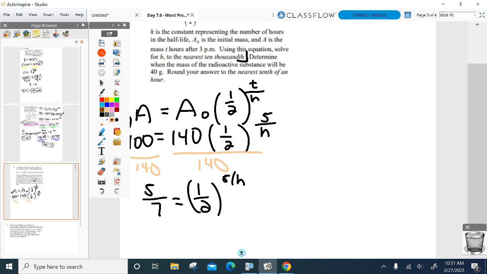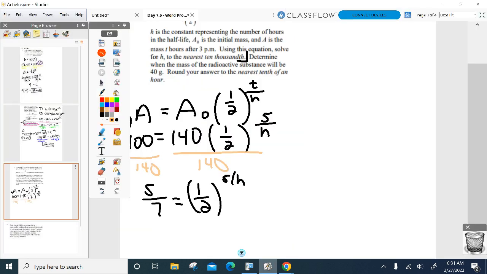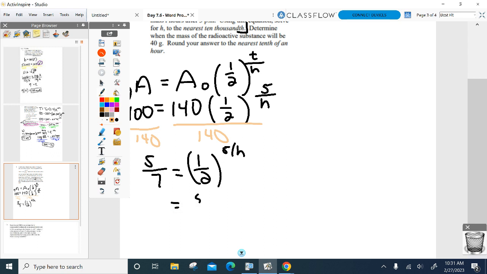All right. I got base and exponent all by itself. Next move, if base and exponent are by themselves, you can log it. Log it. Good, good. Bring that 5 over h out of its exponent spot and log the 1/2. And make sure you log the 5/7 on the other side.